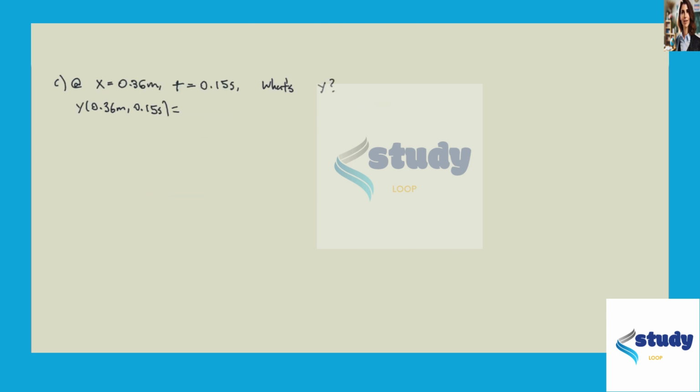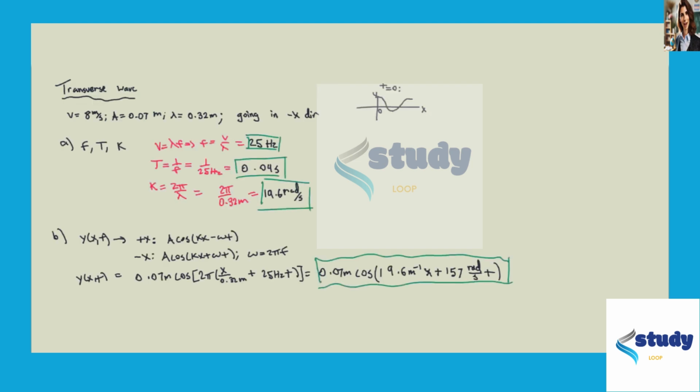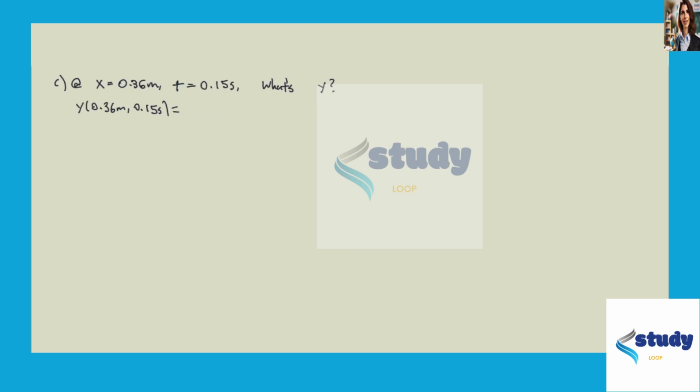So if you plug in x and t, you just plug this number in here for x and this number in here for t. I'm not going to make you sit here and watch me write out the numbers. This is going to be positive 0.0495 meters.